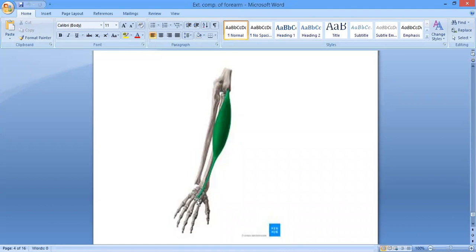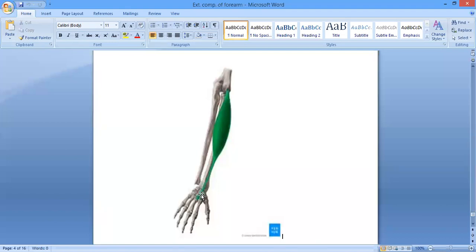Again, you have the nerve supply from the deep branch of the radial nerve, and what would its function be? Again, the extension of the wrist, okay? And what else does it do? With the flexor carpi ulnaris, it is responsible for the adduction of the wrist joint. When the flexor carpi ulnaris and the extensor carpi ulnaris contract together, they perform the inward movement of your palm, when you do the adduction at your wrist joint.